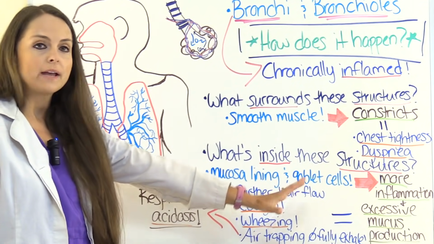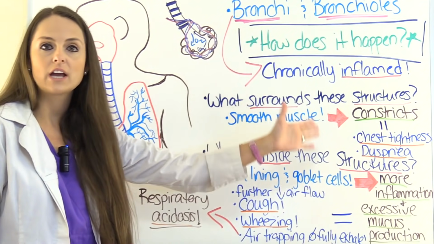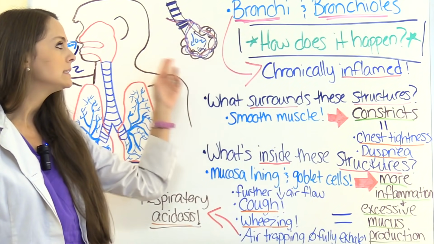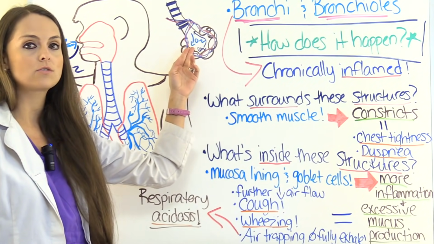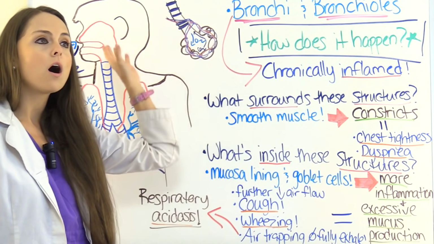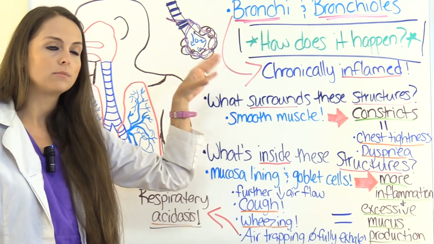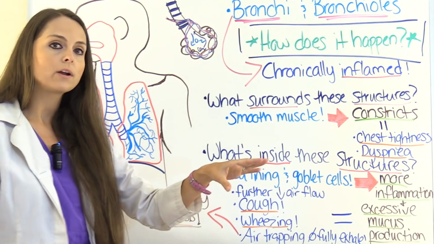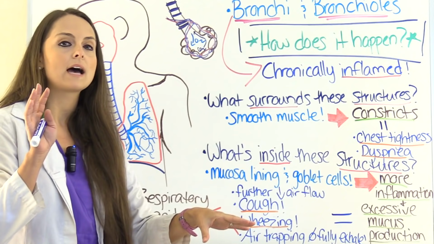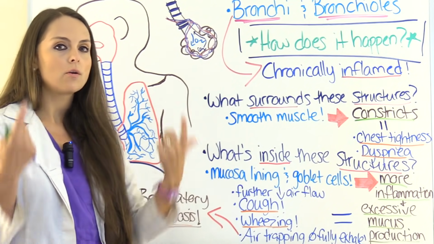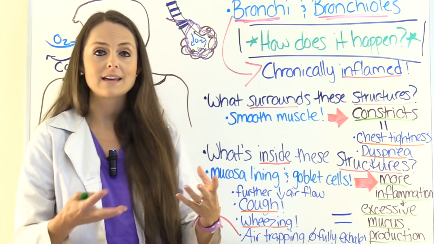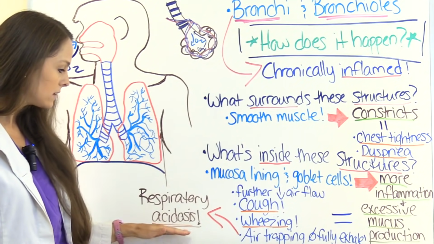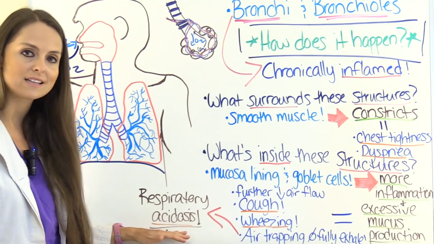So if we have air trapping, gas exchange is not going on. So guess what? Carbon dioxide is not going to leave this sac. It's going to stay in the blood. Oxygen's not going to get into the blood, so we're going to have decreased oxygen levels in our blood, but we're going to have increased carbon dioxide levels in our blood. So what did I say that carbon dioxide was? It's like acidic. It will make our blood acidotic. So the patient can experience a condition called respiratory acidosis.